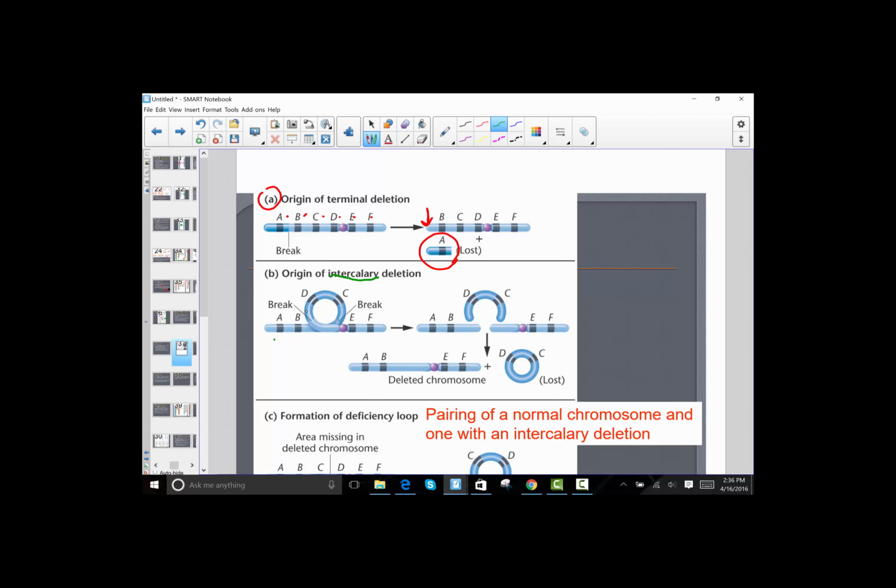So what happens if that does happen, if you have crossing over between these two points, is you can lose a section of your DNA here, so your D and your C. Then these two parts of the chromosome will come back together again, so that you now have a chromosome that has a deletion, and D and C are just floating out there in the cytoplasm. So they're not going to become anything that interferes with anything else. They're just going to be lost. And so this will not then move forward to the next generation.